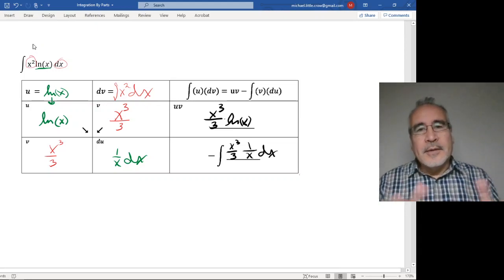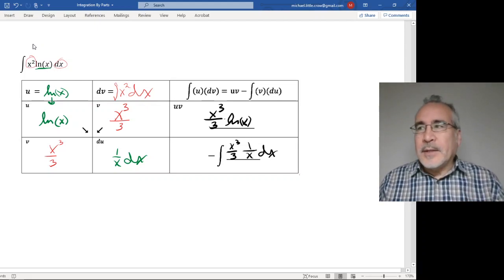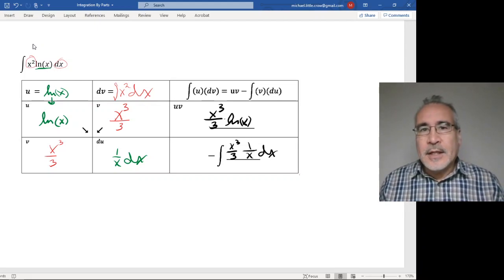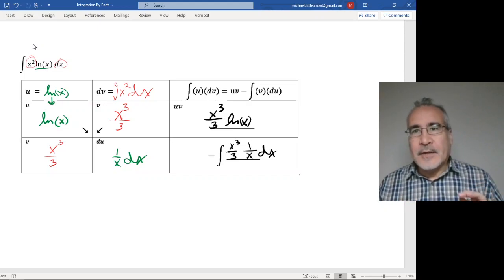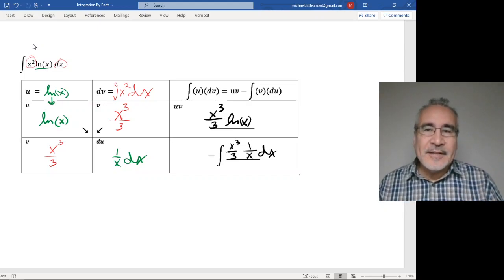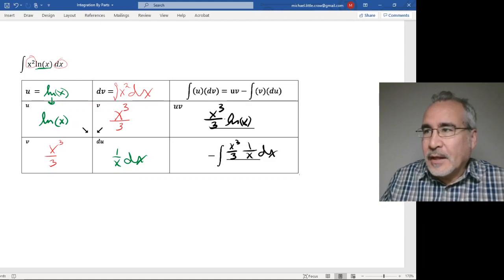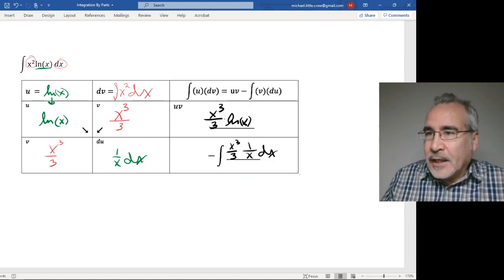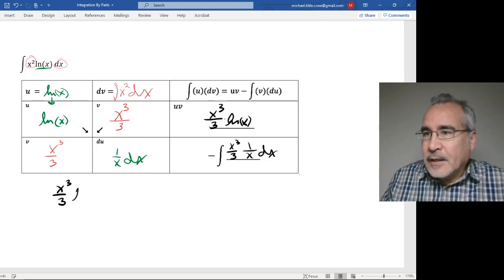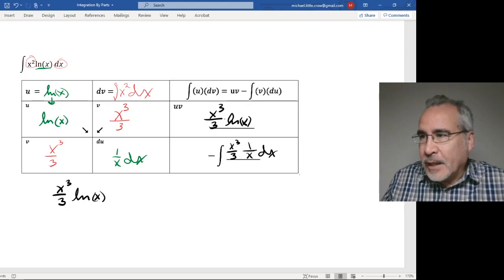And now we rewrite it out. We won't quite be done because we still have a part that we're going to need to integrate, but if we're lucky, it's an easy integration. So what we get is x to the third over 3 natural log of x minus, right? The minus comes from the formula.